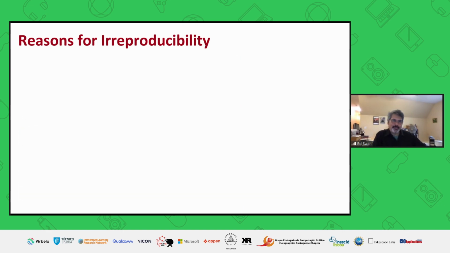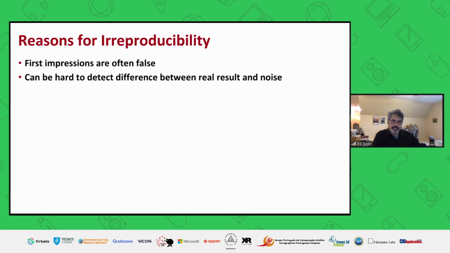Exactly. Okay. So first impressions are often false, and it can be hard to detect the difference between a real result and noise. So some slides ago, I showed you the diagrams of the two probability distributions. When those two distributions are close together, it's hard to tell the difference between a real result and noise.